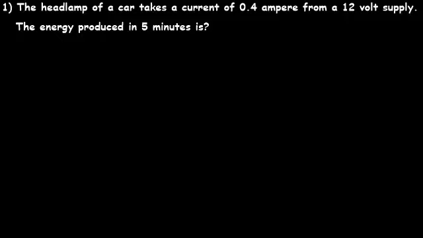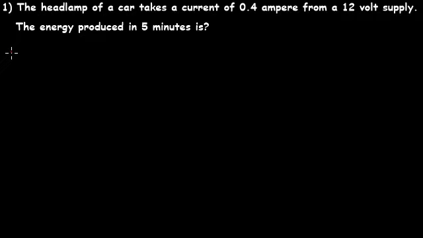The headlamp of a car takes a current of 0.4 ampere from a 12 volt supply. The energy produced in 5 minutes is dash. Whenever you are asked to find the energy, you can always think of the work done, because they are both measured in joules. The work done in moving the positive charge tells us the energy, so we are using the formula for the work done. Which of the formulas are we using?